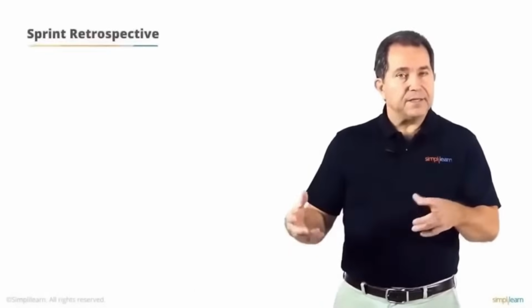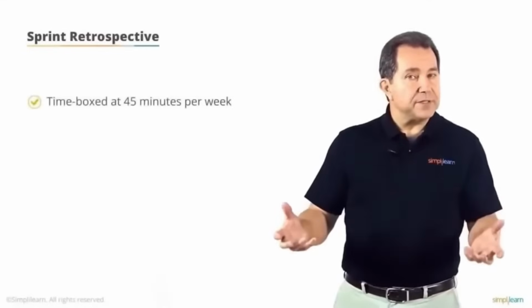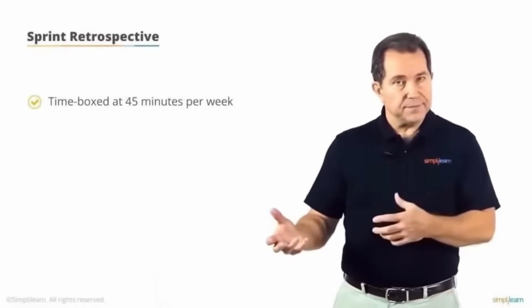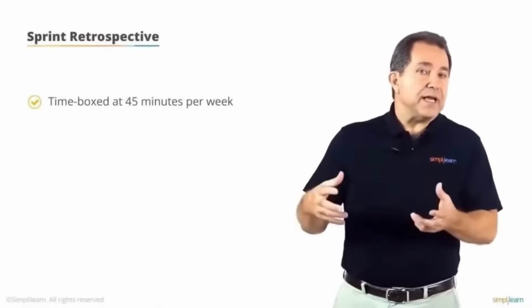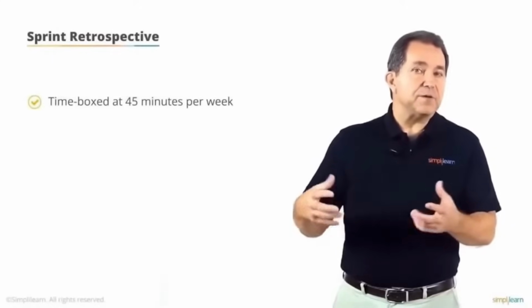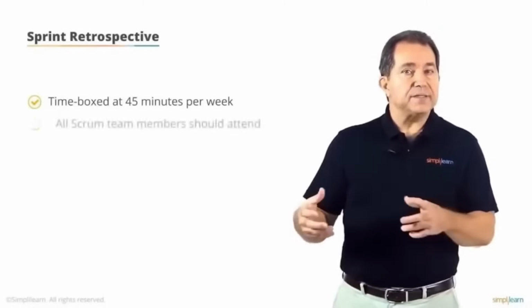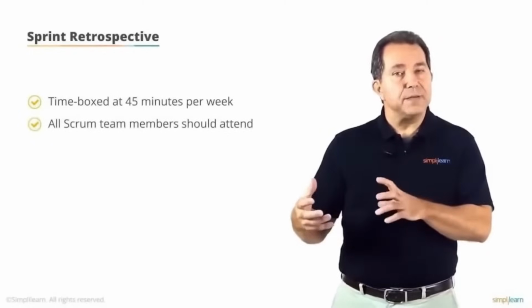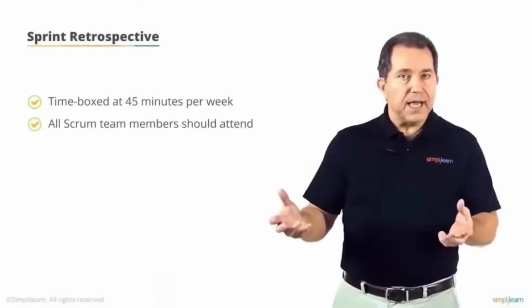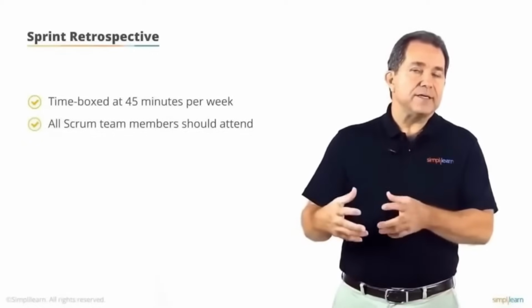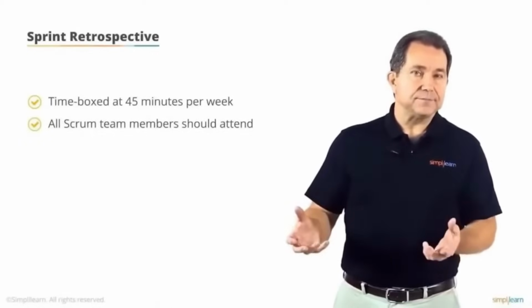The sprint retrospective takes place after the conclusion of the sprint review and is time-boxed at 45 minutes for each week of the sprint. So if the sprint has 2 weeks in duration, then the retrospective would be 1.5 hours in length. It should be attended by the complete Scrum team, including all roles. However, the product owner's attendance is considered optional.